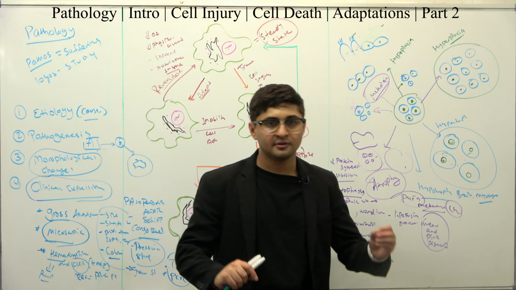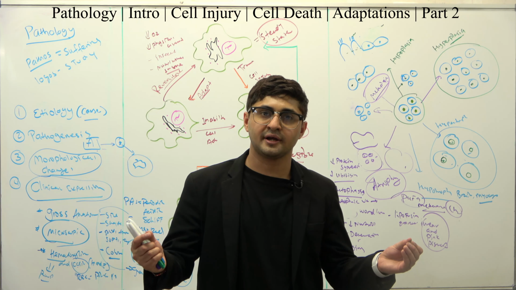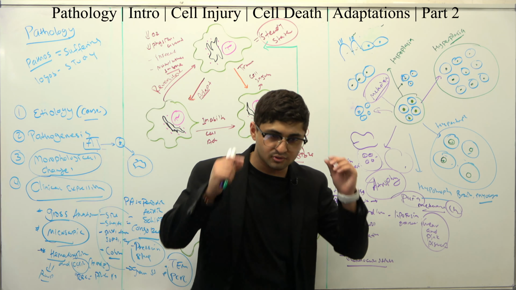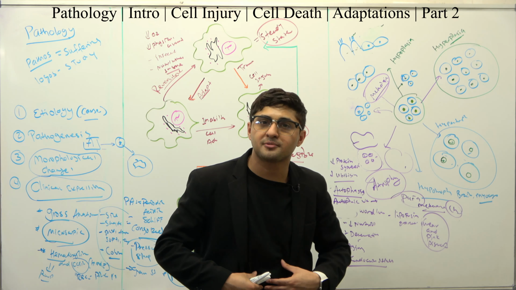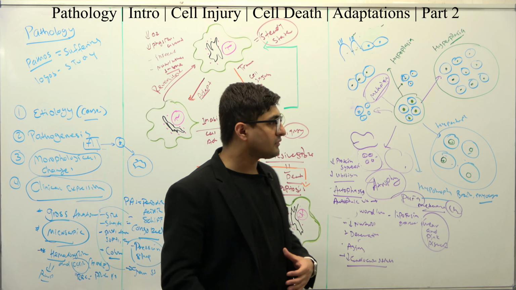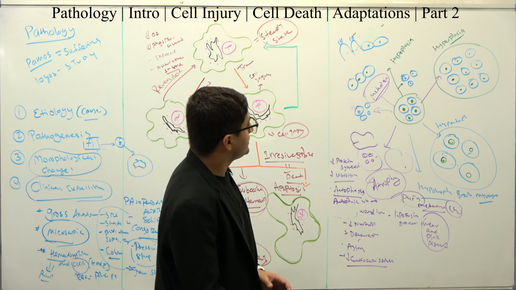Whenever we talk about metaplasia, there is epithelial metaplasia and there's also mesenchymal metaplasia. You can also talk about intestinal metaplasia, or, for example, Barrett esophagus that you get to see.